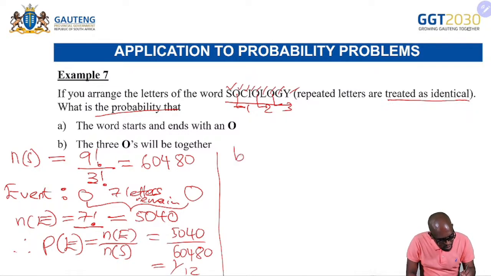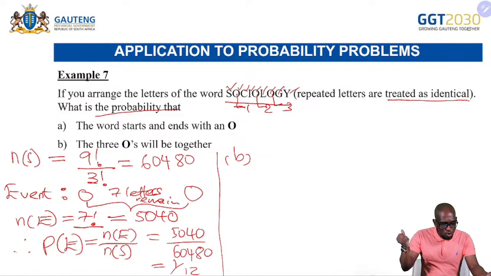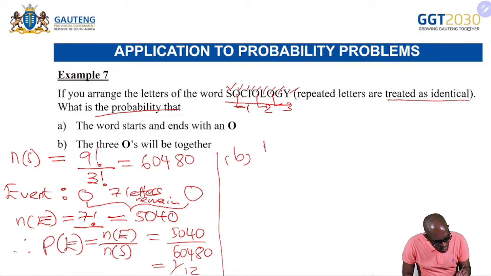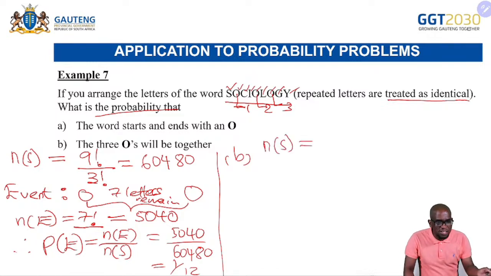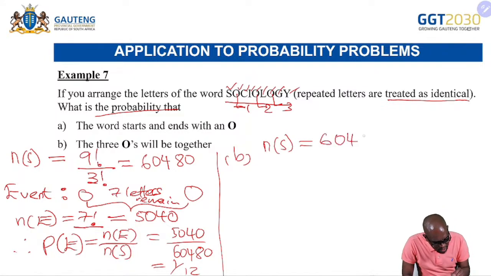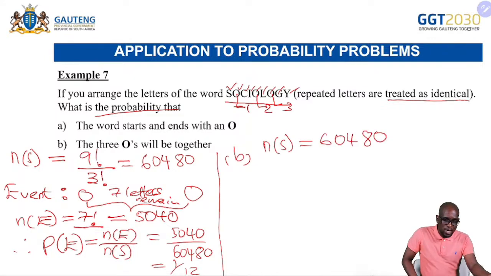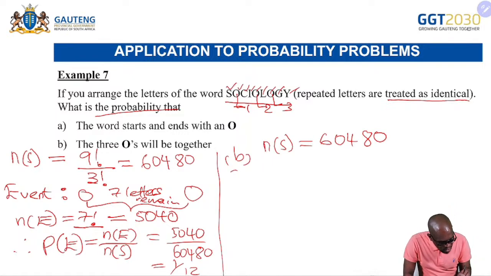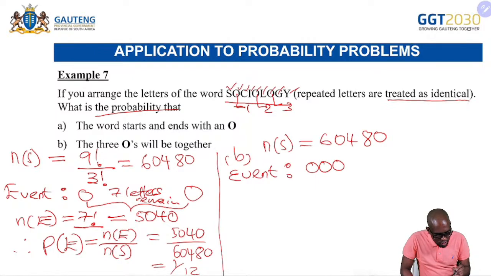Right, let's now kill off the last one. The last one says the 3 O's would be together. Now, if we check here, we also need the sample space. Obviously, the sample space would be where there are no restrictions. We've already determined that it is 60480. That would be the sample space. But now, the event. What is our event? Our event would be the 3 O's must be together. So the 3 O's must always be together.